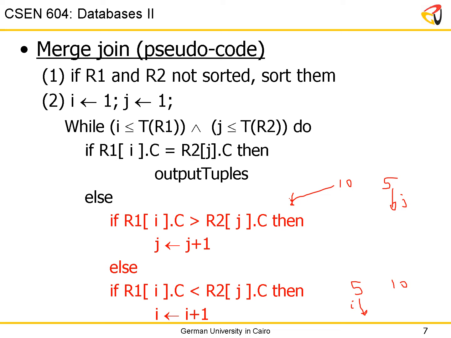Now, what is the rationale behind this? Let's try to throw some numbers. Let's say you're getting a 10 here, and this is a 5. What you'd like to do is advance the j to reach the 10. While if, let's look at the next case, you have a 5 here and a 10 here, you would like to advance the i. And that's what this is doing.